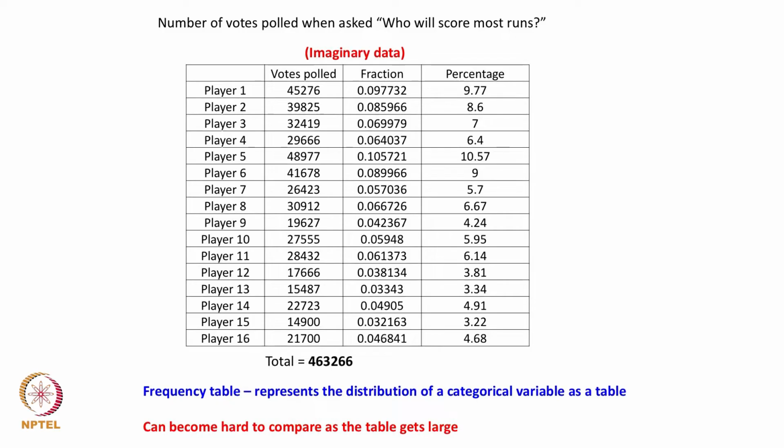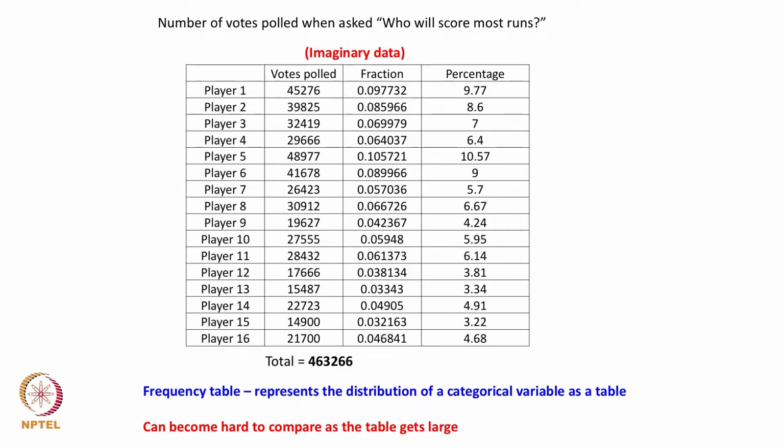Let me say that this would be imaginary data and the list of players given, and then this table, which is the frequency table, now has 4 columns. The first column is the name of the player, the second is the number of votes polled, the third would be the fraction of votes polled, and the fourth is the fraction represented as a percentage. And let us assume that these are the only players who are considered, therefore, the percentages add up to 100 and the fraction adds up to 1.